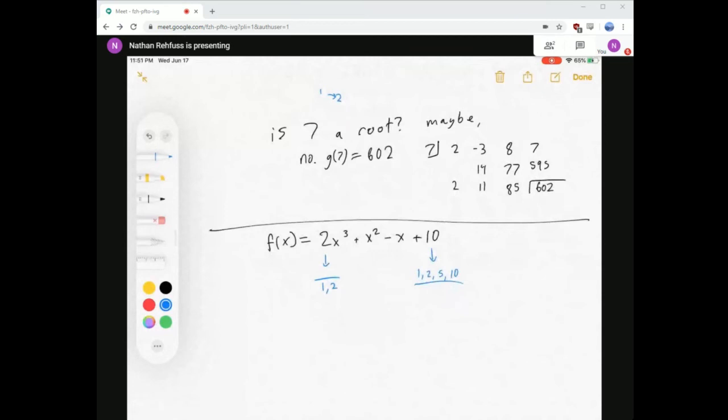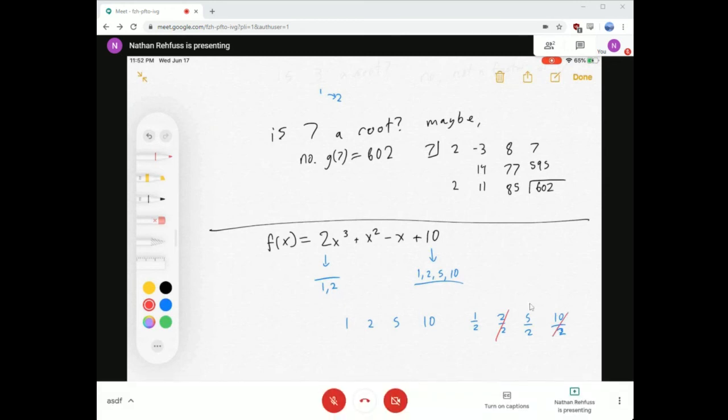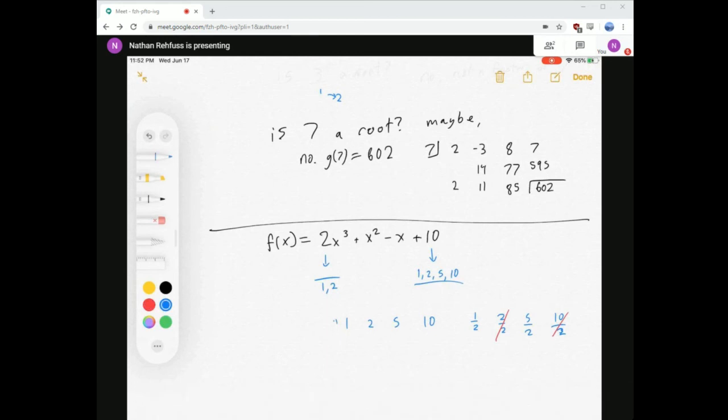There's not quite 16 things on the list. There's 1, 2, 5, 10, 1 half, 2 halves, 5 halves, and 10 halves. But actually, 2 halves is already on the list. It's 1. And 10 halves is already on the list. It's 5. So there's these 6 things on the list. Any one of them could be positive or negative. So really, my list is 12 numbers long.